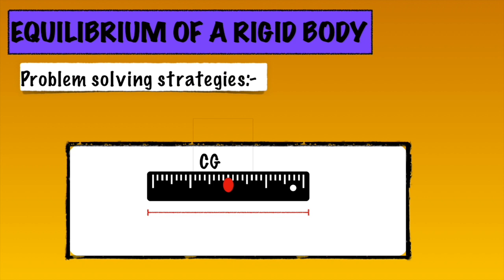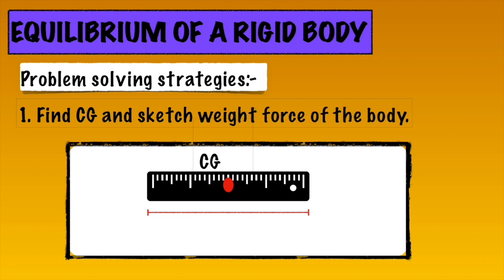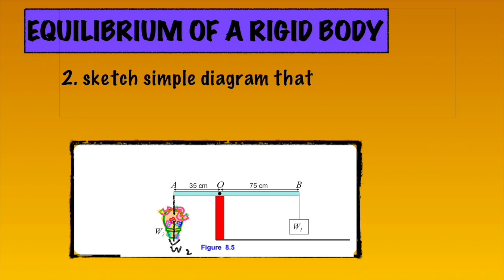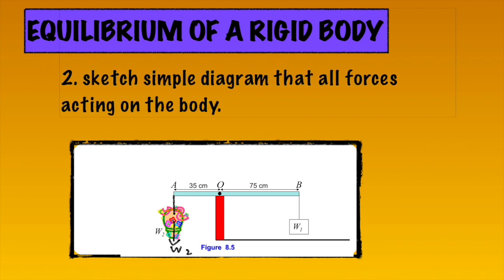Let's move to problem-solving strategies for equilibrium of a rigid body. First, find CG and sketch weight force of the body. To find CG, we need to find the length of the body divided by 2. The length of the body here is ruler 10 cm divided by 2 is 5 cm. Then we know CG at 5 cm. Draw the weight. The weight is always directed towards the gravity. Second, sketch a simple diagram of all forces acting on the body.